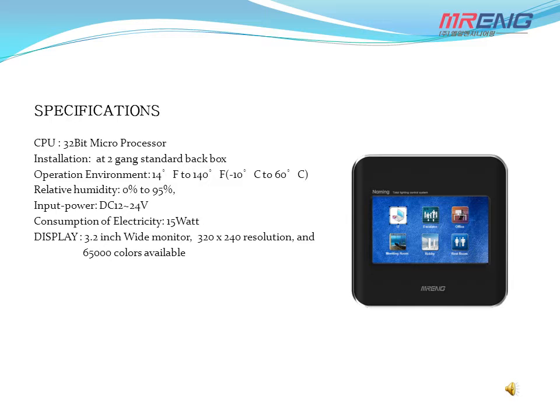Specifications: CPU, 32-bit microprocessor. Installation, 2-gang standard backbox. Operation environment, 14 to 140 degrees Fahrenheit. Relative humidity, 0 to 95%. Input power, DC 12 to 24 volt. Consumption of electricity, 15 watt. Display, 3.2 inch wide monitor, 320 by 240 resolution, and 65,000 colors available.